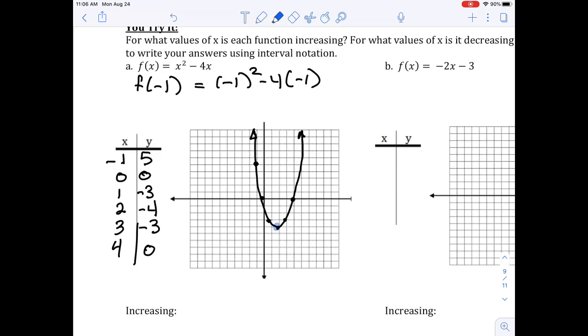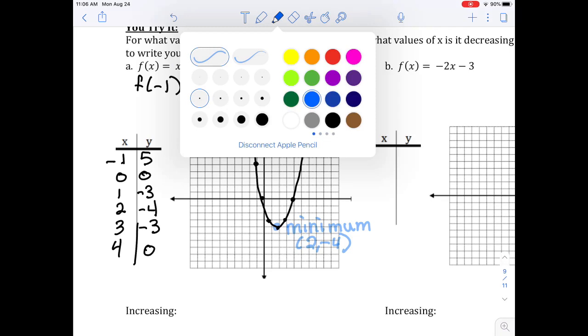So first of all, let's identify the fact that this parabola has a lowest point. This is the minimum. That's the lowest point on that curve. And it looks to me like it's occurring at the point -2, no, excuse me, +2. Let me get rid of that. +2, -4.